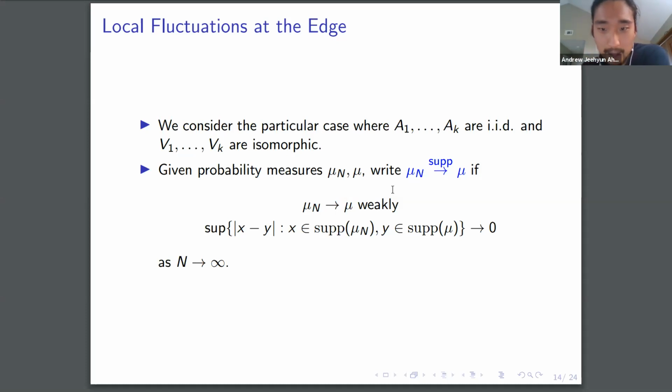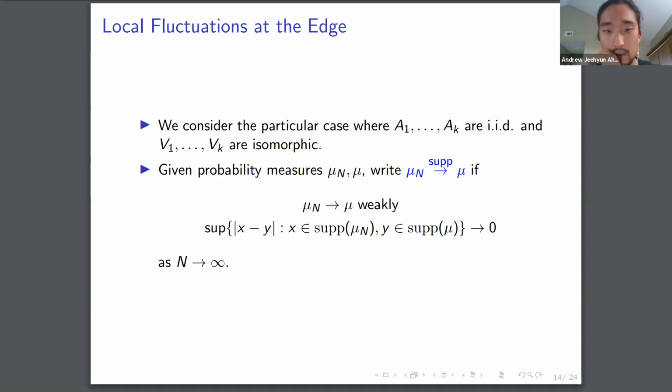So we'll assume that mu n converges with its support to mu, denoted as written in blue, if the mu n's converge to mu weakly, and we have the following convergence as n tends to infinity: that the supremum of the distance between x in the support of mu n and y in the support of mu tends to 0. This is really just capturing the notion that we're not allowing these two measures to have too much outside of their overlap.